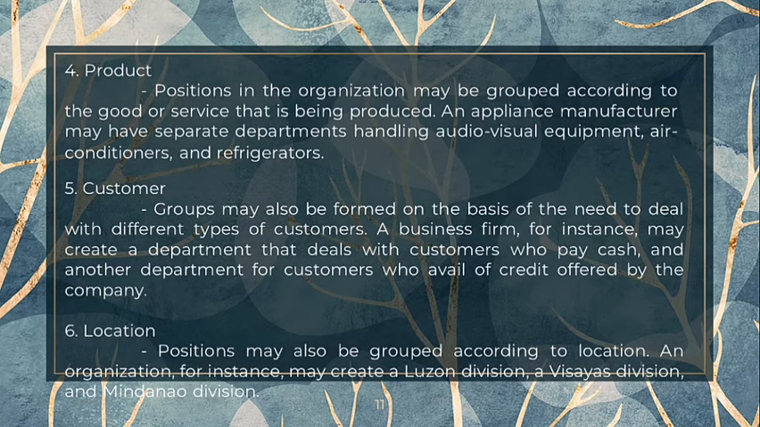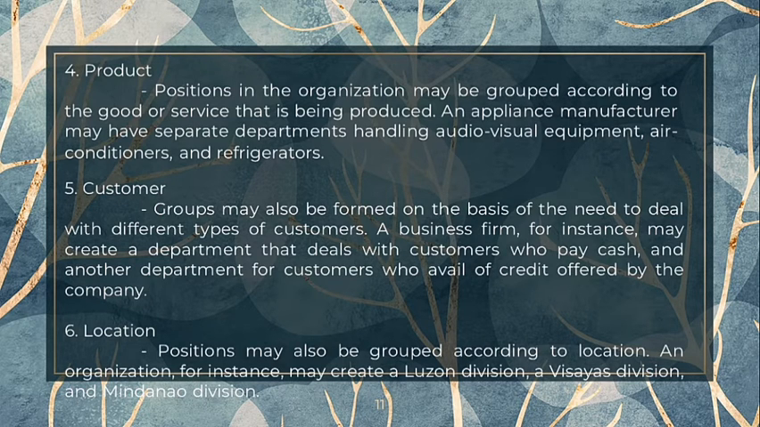Next is the product. Positions in the organization may be grouped according to the good or service that is being produced. An appliance manufacturer may have separate departments handling audiovisual equipment, air conditioners, and refrigerators. So this form of departmentation is suitable for companies that produce multiple products.